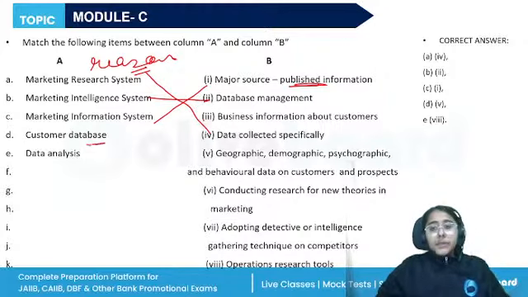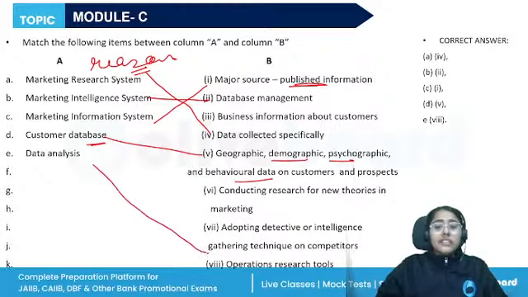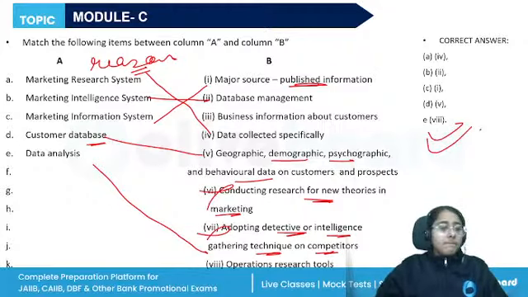And then customer database, the different type of data information which is stored about the customer. It is geographic, demographic, psychographic, behavioral data. And data analysis refers to the operations research tools. Then we are left with conducting research for the new theories. It will be the marketing and adopting detective or intelligence gathering technique on competitors. So the correct answers are given here.